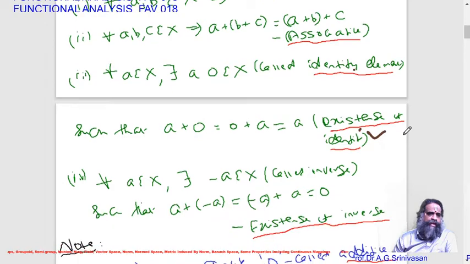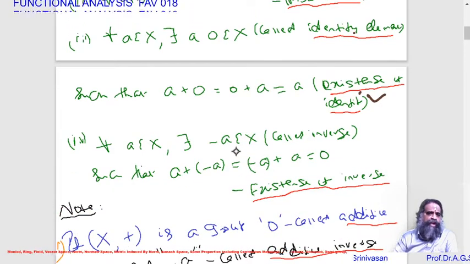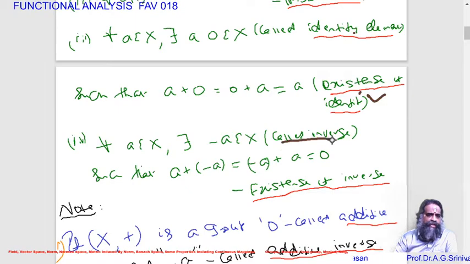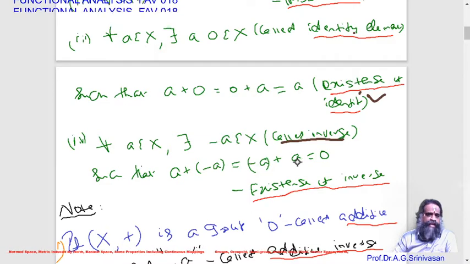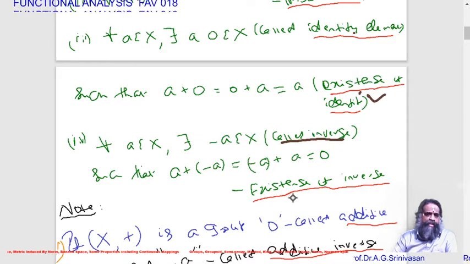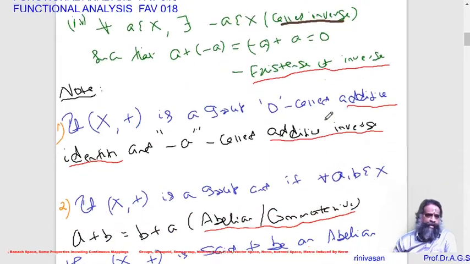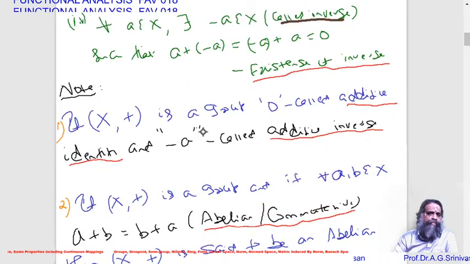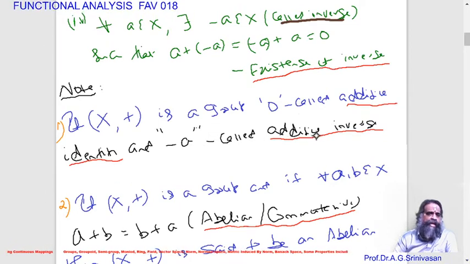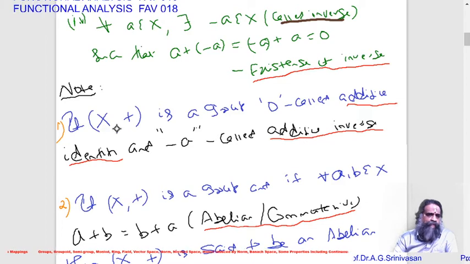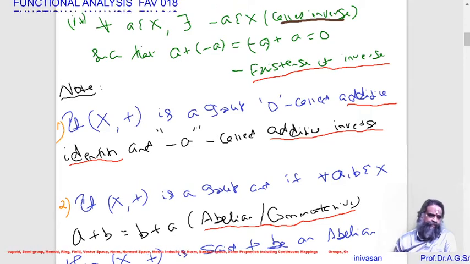The fourth property is that for every a belongs to X, there is an element called minus a belongs to X, called inverse element, such that a plus minus a is equal to minus a plus a is equal to 0. And this is called existence of inverse. If X, plus is a group, then 0 is called additive identity and minus a is called additive inverse. Well, the plus is only a symbol for a binary operation on X.